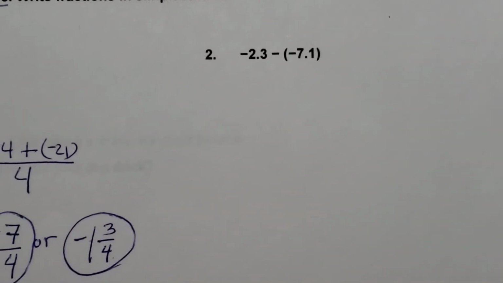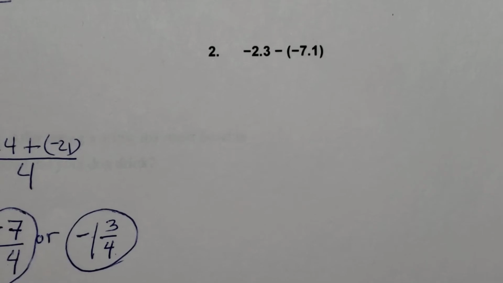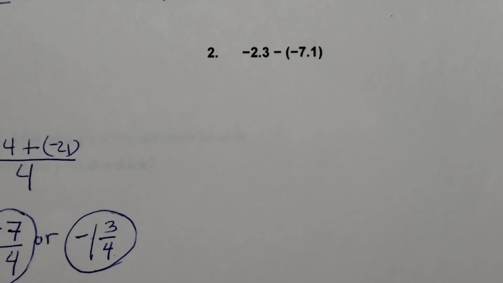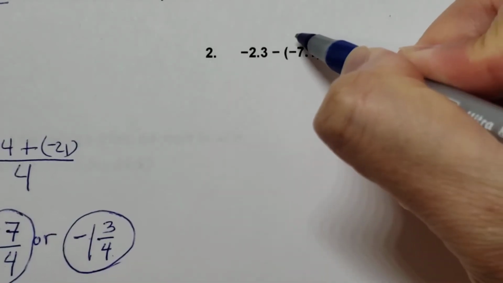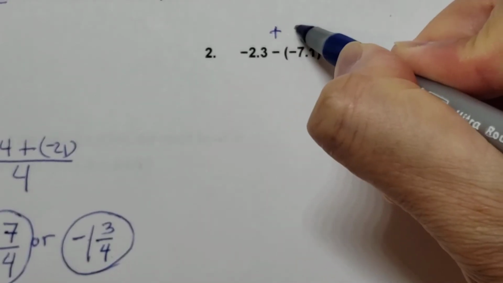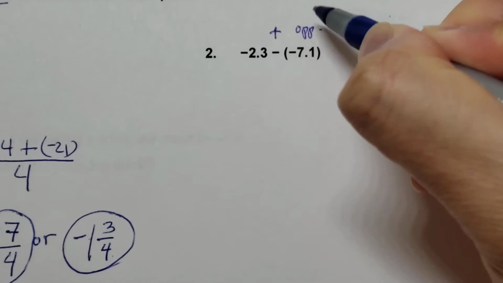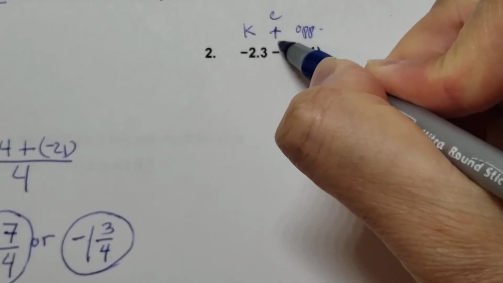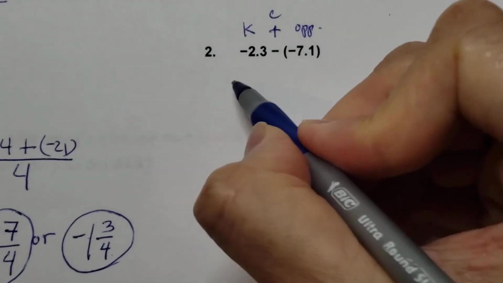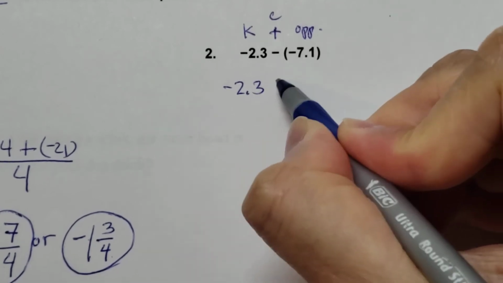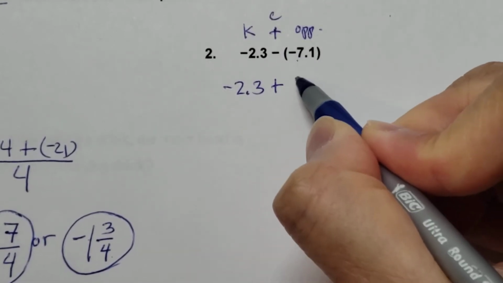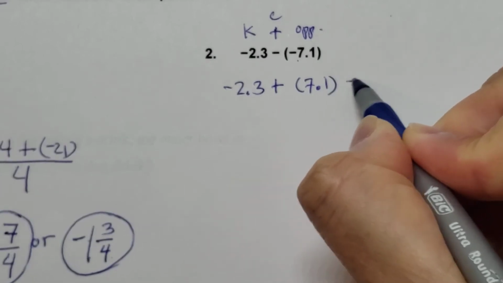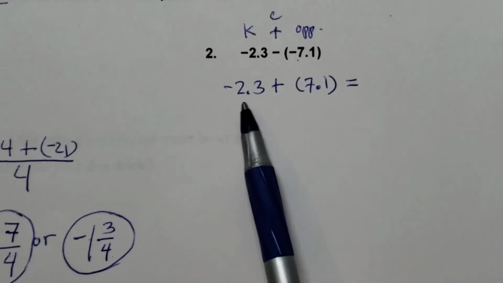So we have negative 2.3 minus negative 7.1. Again, subtracting is the same thing as adding its opposite. So we keep 2.3, change this to a positive, and what's the opposite of negative 7.1? Positive 7.1.